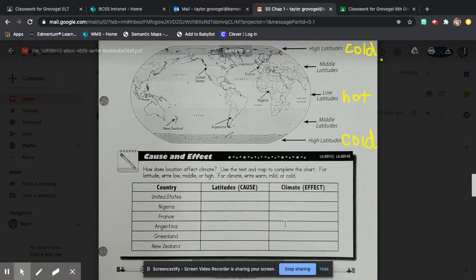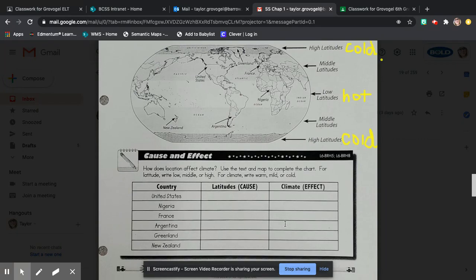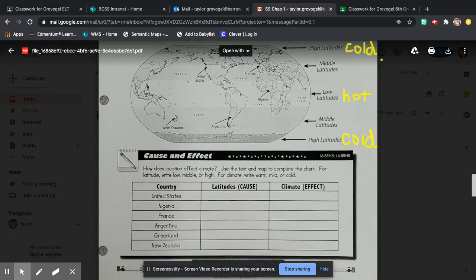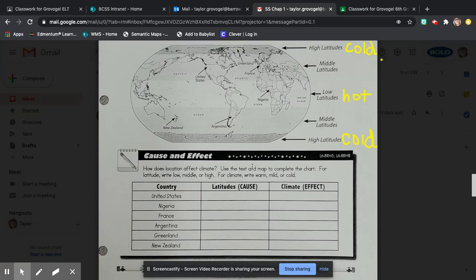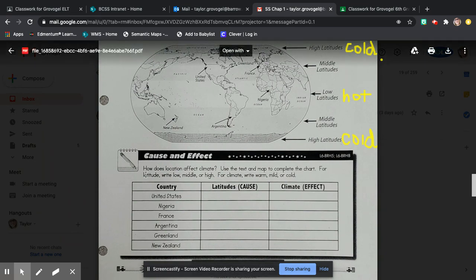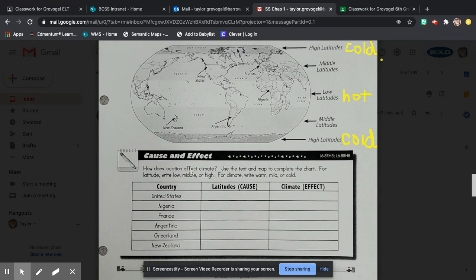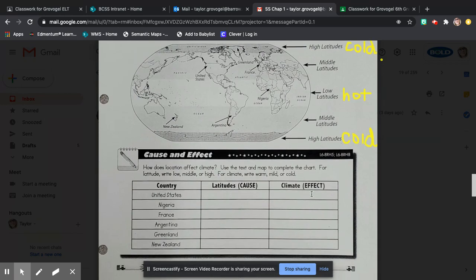All right, so this is our last activity of the day. It says, how does location affect climate? Use the text and map to complete the chart. For latitude, write low, middle, or high. So this first column here, we're either going to write low, middle, or high. For this second column here for climate, you're going to write warm, mild, or cold. Okay?